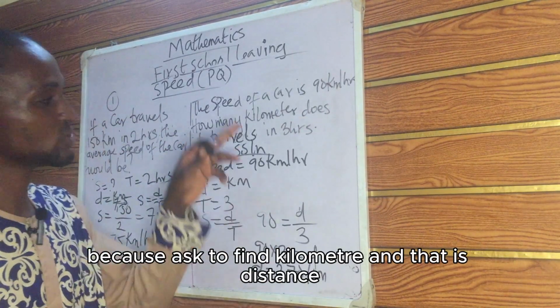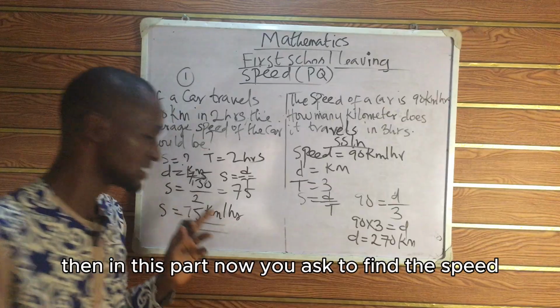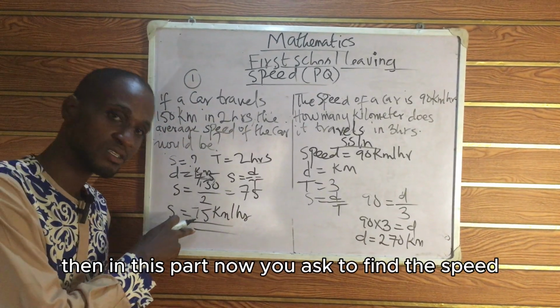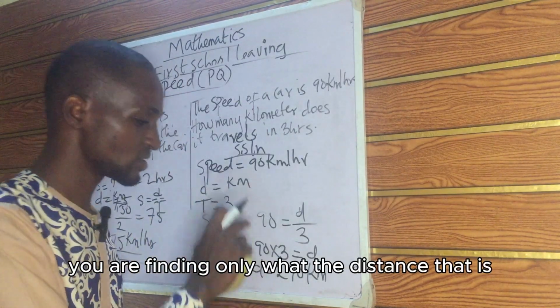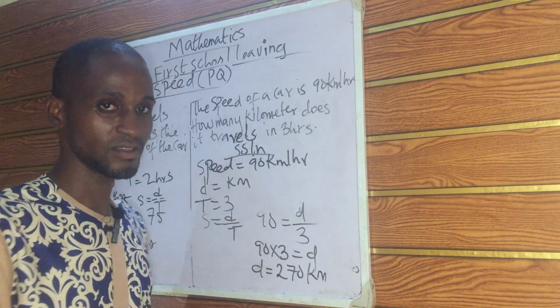This one is not per hour. This one is just kilometer because it asks to find kilometer and that is distance. When they ask you to find the speed, that's why it's called kilometer per hour. In this part, we are finding only the distance, that is kilometer. So that is it.